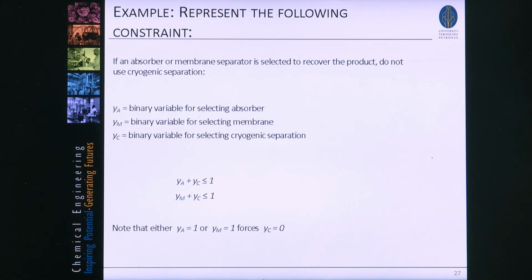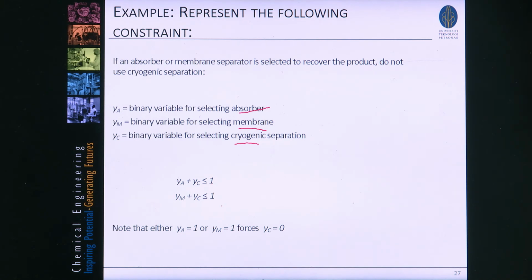Example on the constraint: if we have an absorber or membrane separator, and either of them is selected, we are not going to use cryogenic separation. So YA is absorber, YM is membrane, YC is cryogenic. If either the absorber or membrane is used, cryogenic is not going to be used. So that means YA plus YC is less than or equal to 1.